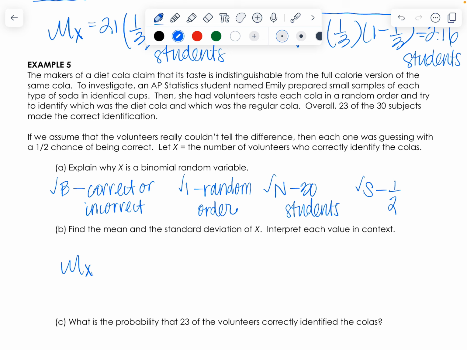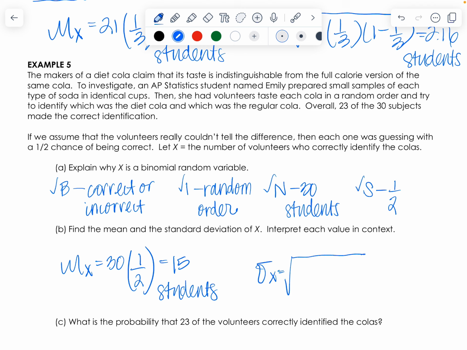Now the mean of X would be the average number of students she could expect to be correct. So 30, which is N, times 1/2, which is P, is 15 students. Then the standard deviation is the square root of N times P times 1 minus P, which is 2.74 students.